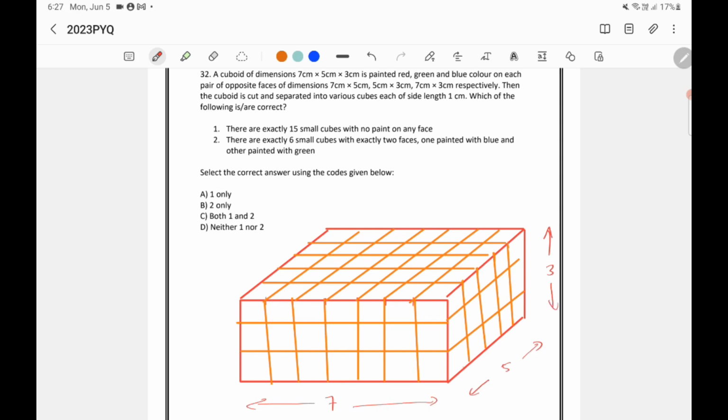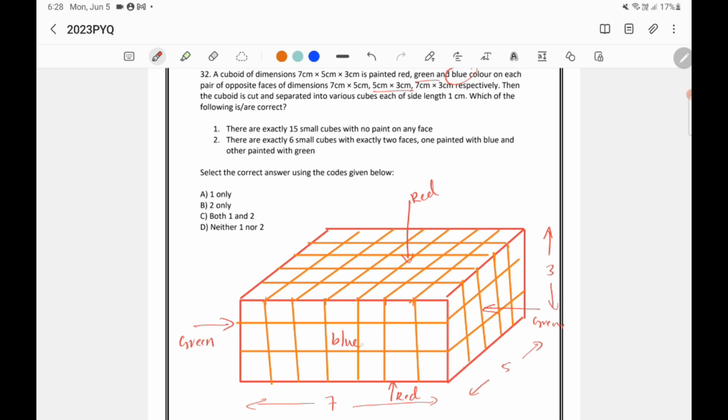It is painted red, green and blue color on each pair of opposite faces. The faces of dimension 7 into 5: which dimension is that? This bottom side and top side, that is 7 into 5. So the 7 into 5 sides are painted red. So here it is red and the bottom also is red, right? Now it is said that 5 into 3 is green. 5 into 3 means this side, right? So this is green and the opposite side, which we cannot see, is also green. So the next sides, the last two sides, are blue.